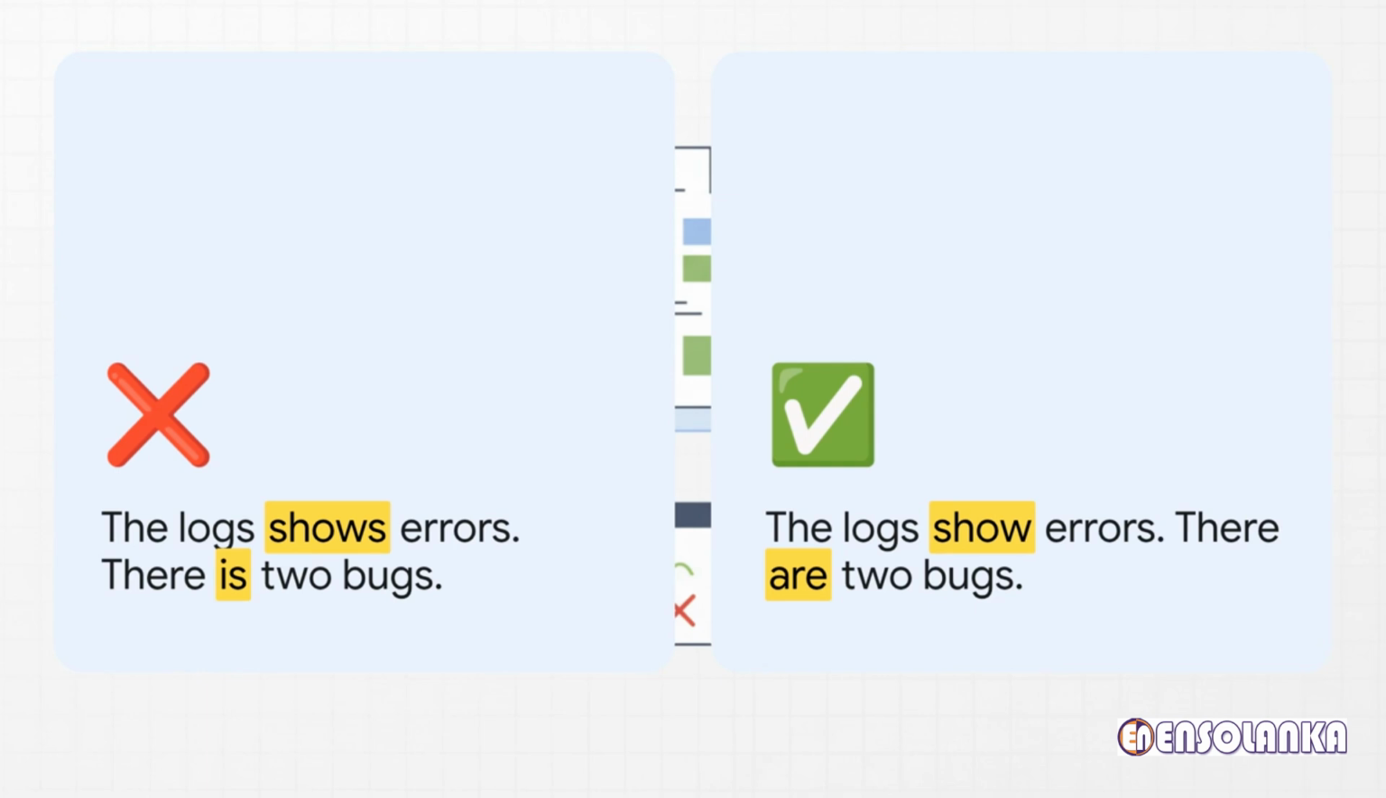So it's the logs show errors, not shows. It's just like in bug reports. There is a bug for one issue, but there are 2 bugs if you've got multiple. Getting this wrong is like a compilation error for your reader. It just forces them to stop, go back, and reread.